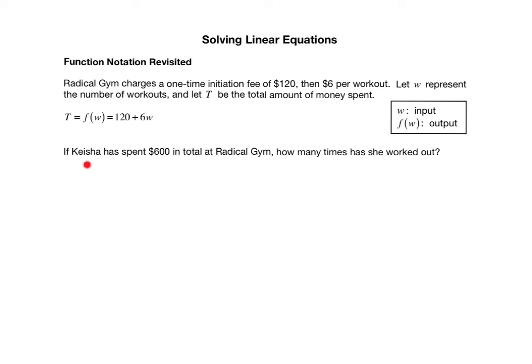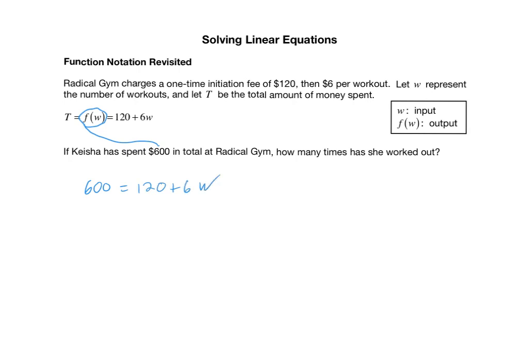Our question was, if Keisha has spent $600 in total at Radical Gym, how many times has she worked out? That $600 is not a value of W. We're not going to plug in 600 for W. 600 is the value of T, or 600 is the value of F of W. So we're going to put 600 in place of that entire F of W. So we've got 600 equals 120 plus 6W.